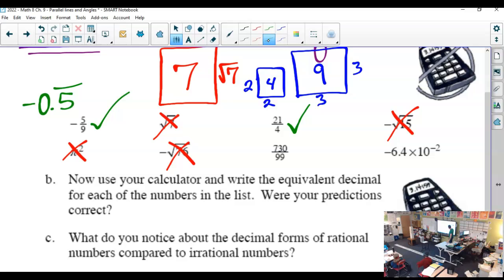What about Gust? 730/99. But again, this would repeat as a decimal, right? It would repeat as a decimal.